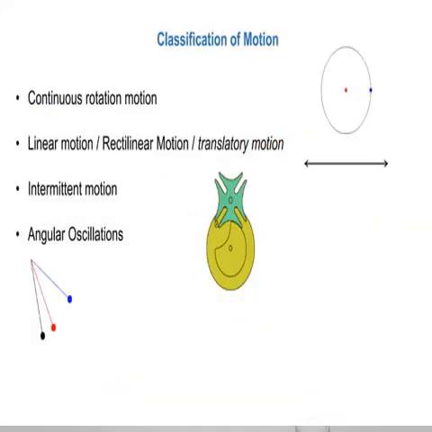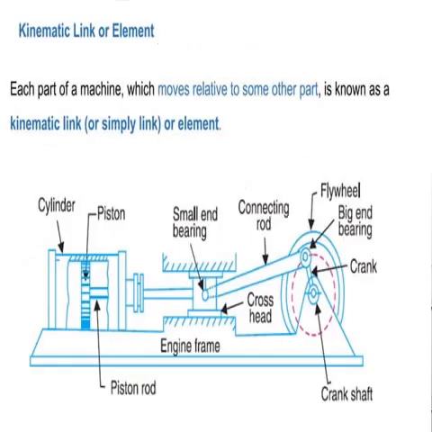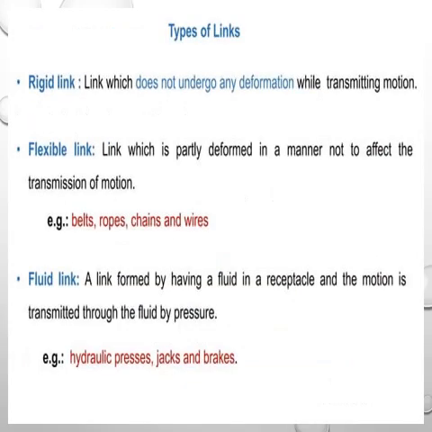Next, classification of motions. First of all, continuous rotation motion, linear motion, intermittent motion, and angular motion. Next, kinematic links or elements. When parts move relative to some other parts, they are known as relative links or elements. Next, types of links.